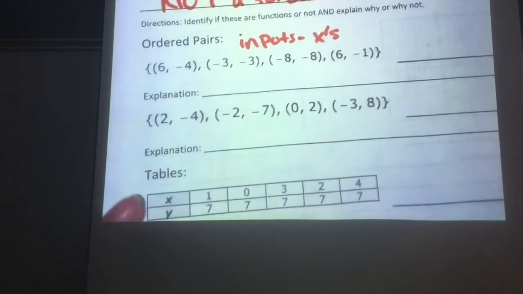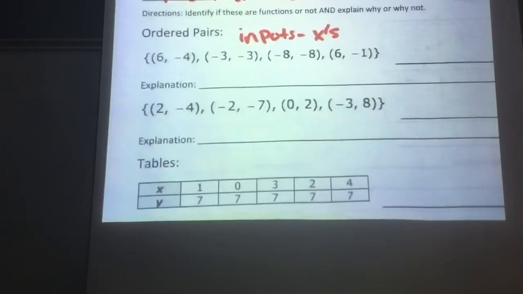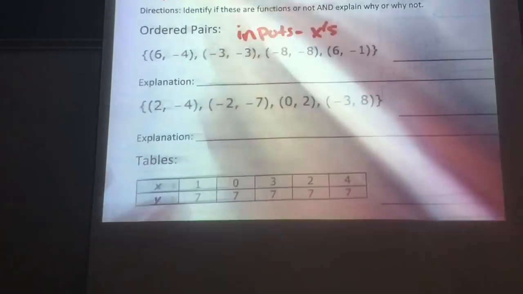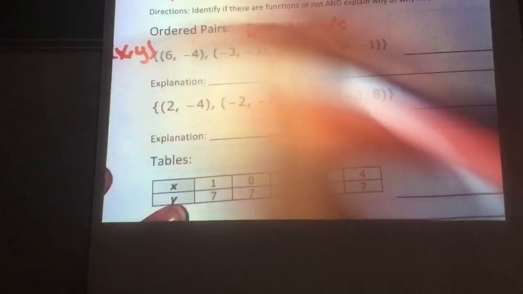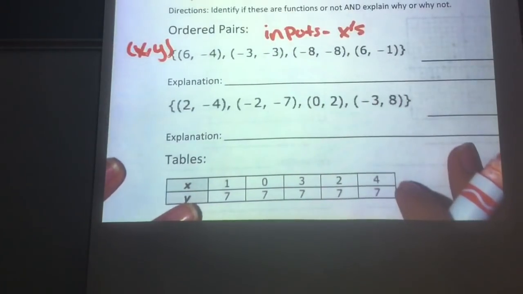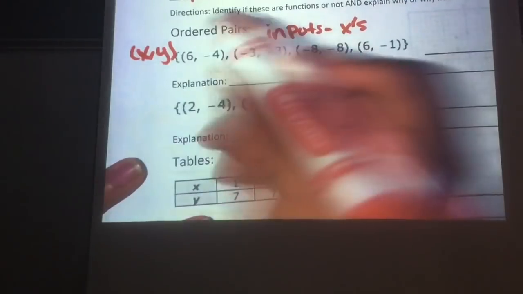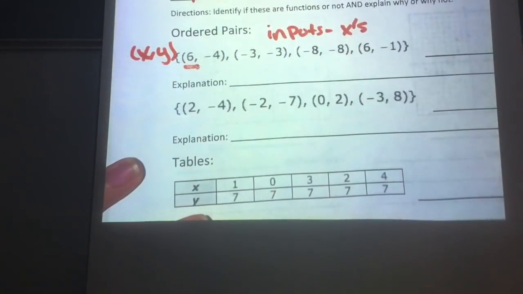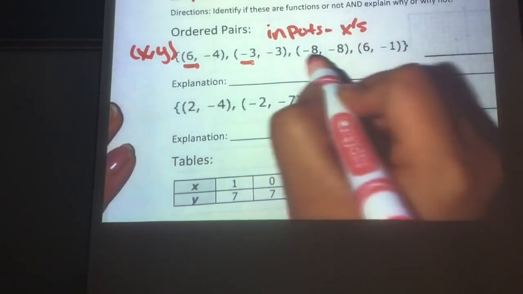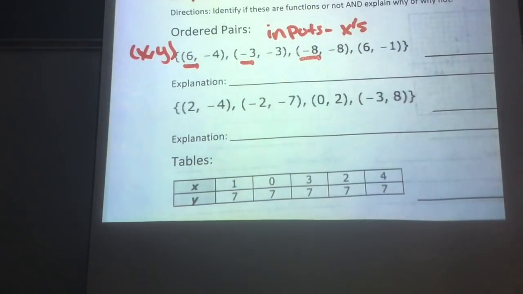So I'm going to identify which ones are my x's. It's always x comma y, so I know I'm looking at my first number. So 6 is my x for my first ordered pair. -3 is my x for my second one. -8 is my x for my third. And 6 is my x for my fourth one.